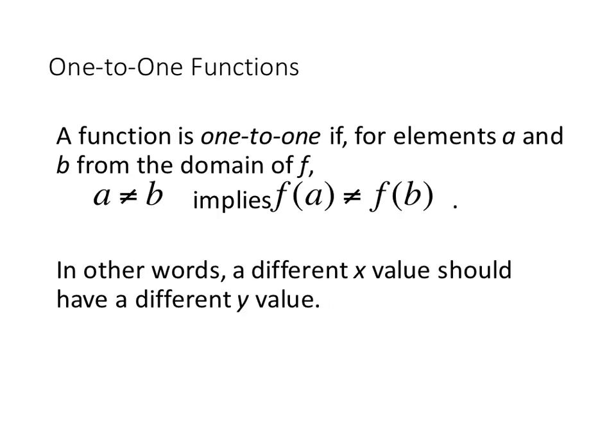Alright, another term we need to know is a one-to-one function. So here's a kind of a book definition of what a one-to-one function is. Basically it says if a can't equal b, that means f of a can't also equal f of b. So in other words, every x value should have a different y value. So there's no repeating x and repeating y values for it to be a one-to-one function.